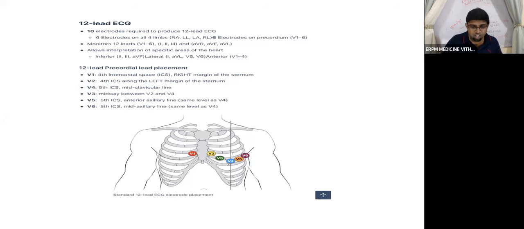Right? Vector. You heard the word vector. Yes, those are vectors. Okay, understood. So by putting 10 electrodes, the outcome we get in the paper is 12. By putting 10 electrodes, we are getting the 12-lead ECG. This is the normal ECG.